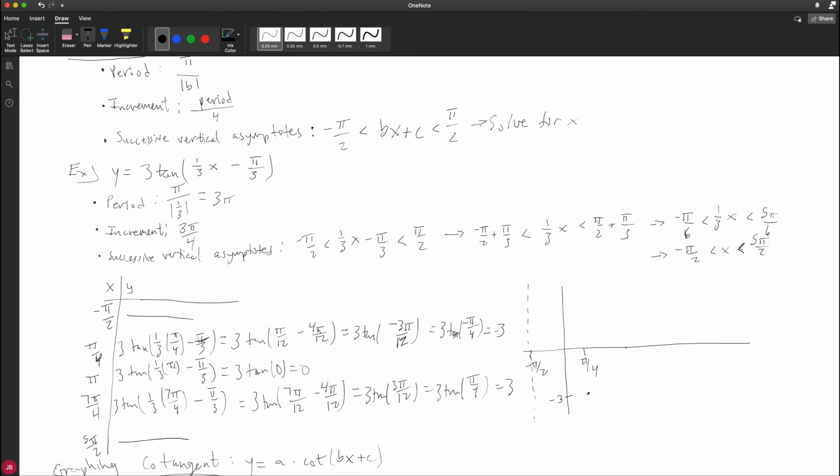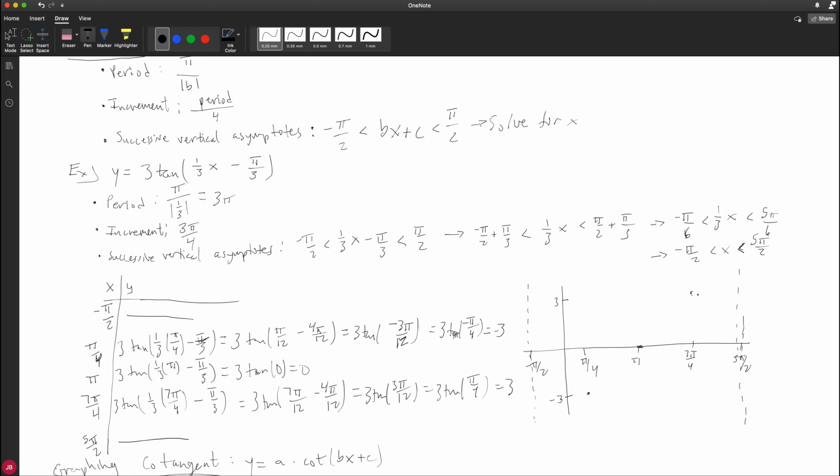At pi, I have a value of 0. Then at 7 pi over 4, I have a value of 3. And then at 5 pi over 2, I have another asymptote. Okay, it's not perfect, but so it is.